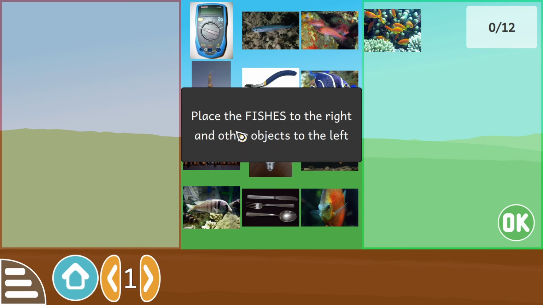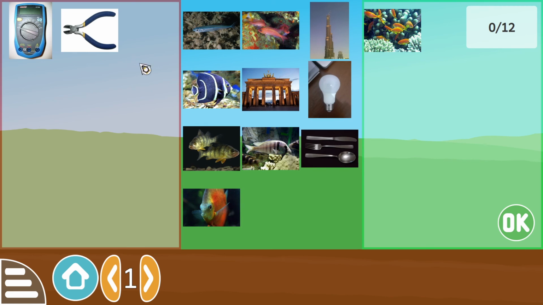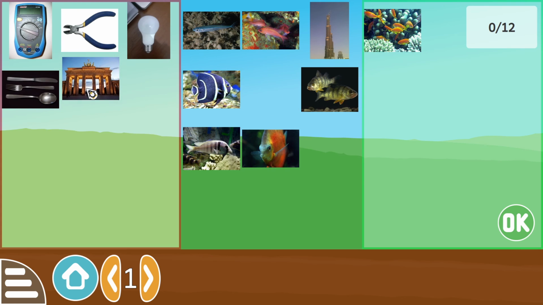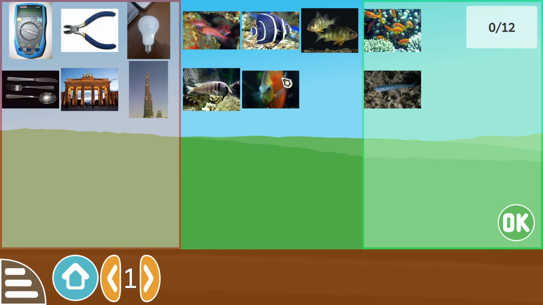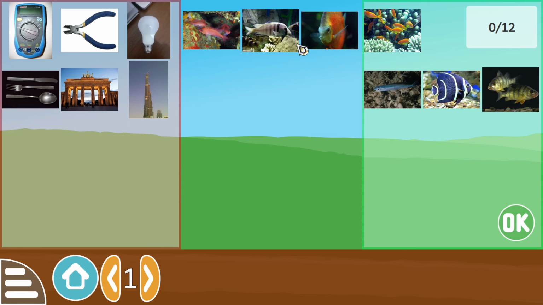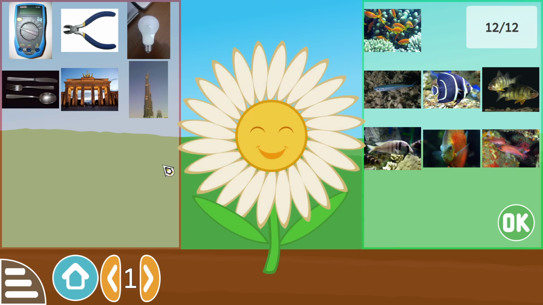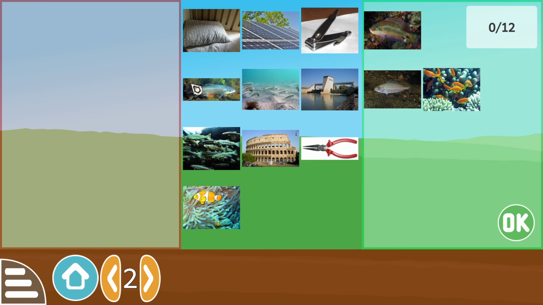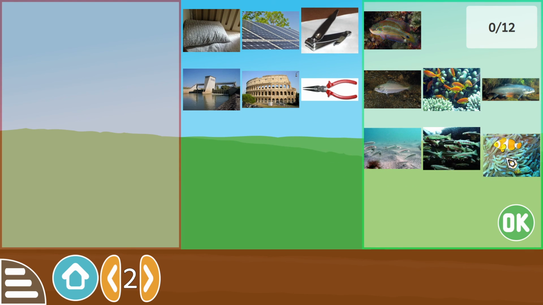We've got fishes. So that's a multimeter, side cutters, light bulb, cutlery, monument, and skyscraper, and the rest of them are fish. I'm not sure what each different type are. So let's get the fish first this time. I think that might be a clownfish.